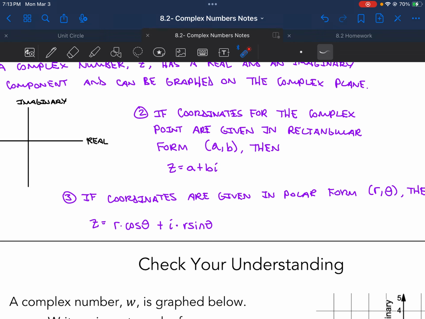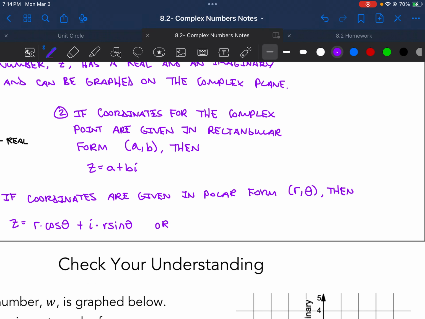Same deal here. Notice that in the rectangular coordinates, x, the real part, plus the imaginary part was represented as y. Same deal is happening here. Real part, x, r times cosine theta, plus imaginary part, y, and the imaginary part, the y coordinate, multiplying to i. Okay?